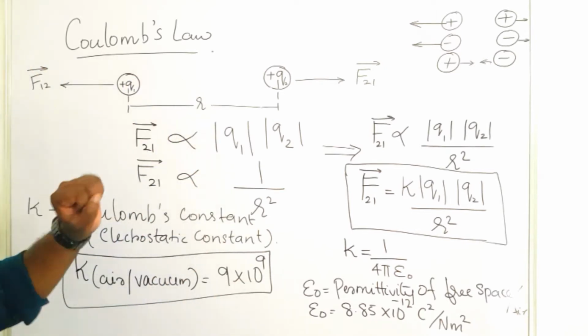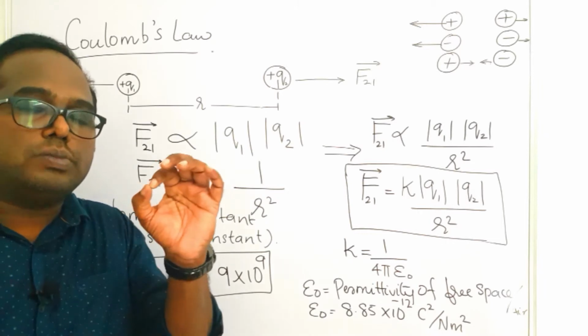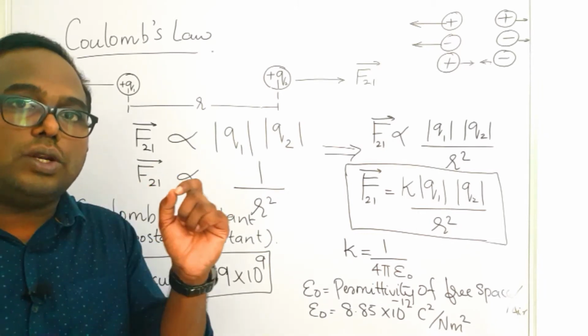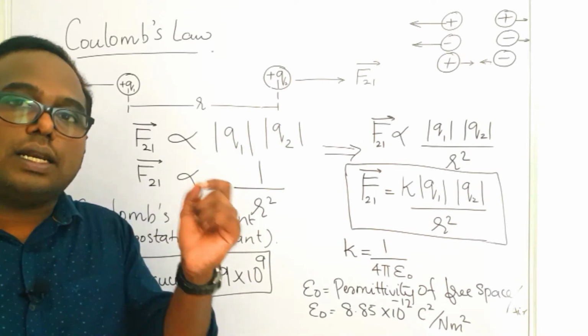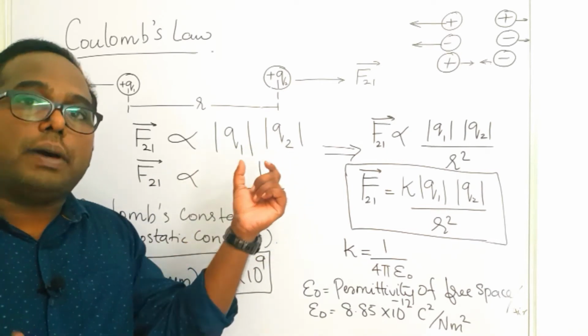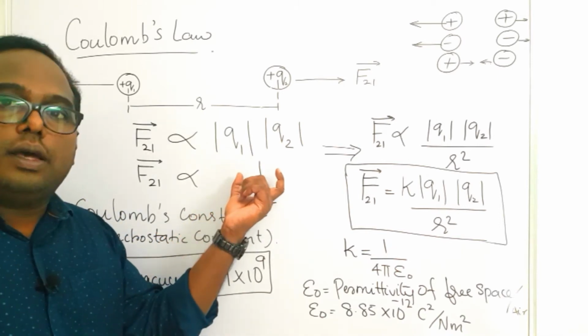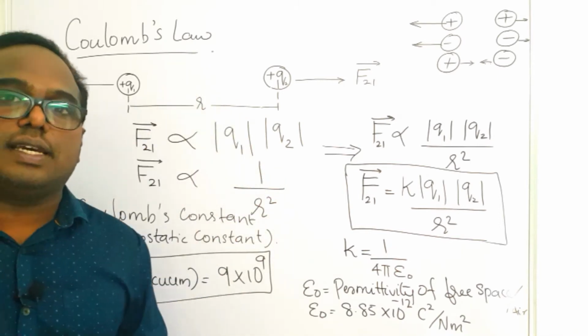Now I'll explain one more time what Coulomb's law is. Coulomb's law states that the force of attraction or repulsion between any two point charges is directly proportional to the product of the magnitude of the charges and inversely proportional to the square of the distance between their centers.